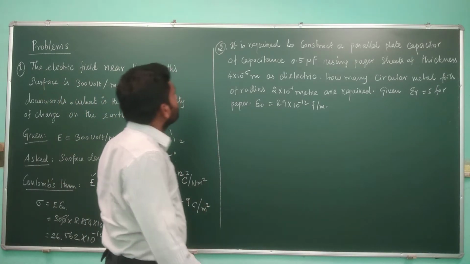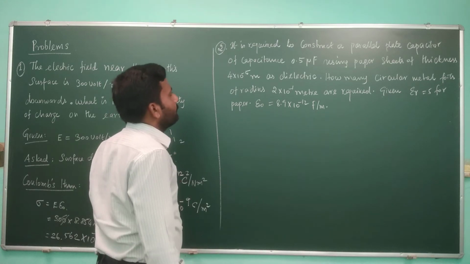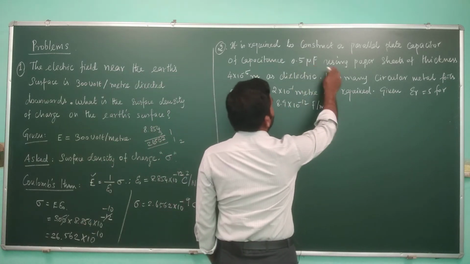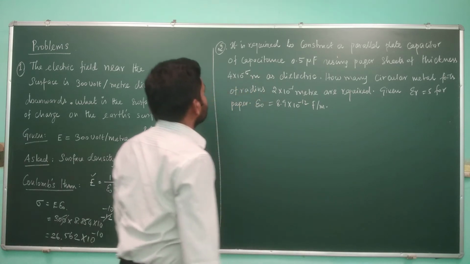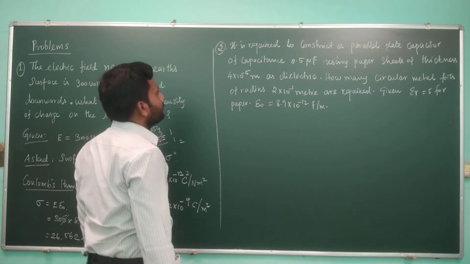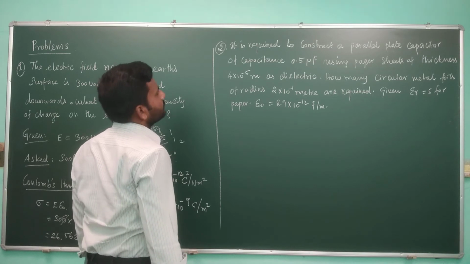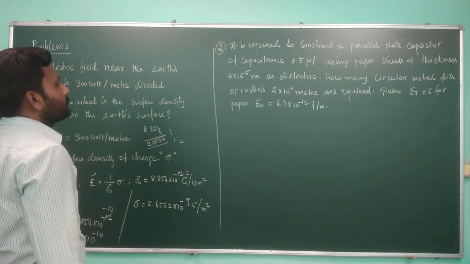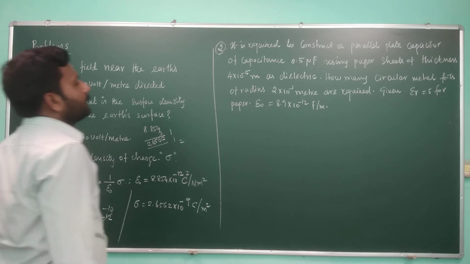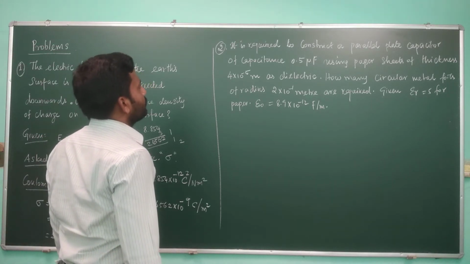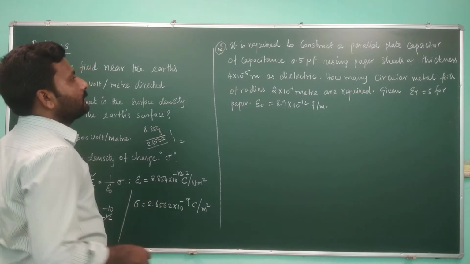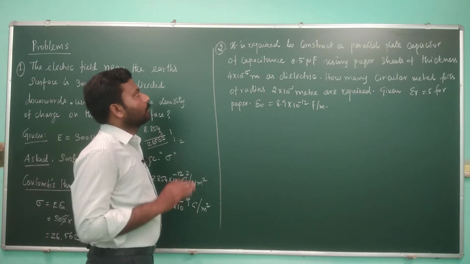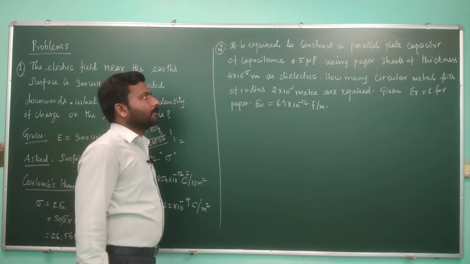Second question: it is required to construct a parallel plate capacitor of capacitance 0.5 microfarad using paper sheets of thickness 4 into 10 power minus 5 meter as dielectric. How many circular metal foils of radius 2 into 10 power minus 1 meter are required? So what's asked? We have to construct a parallel plate capacitor. That is our aim, whose capacitance must be 0.5 microfarad.